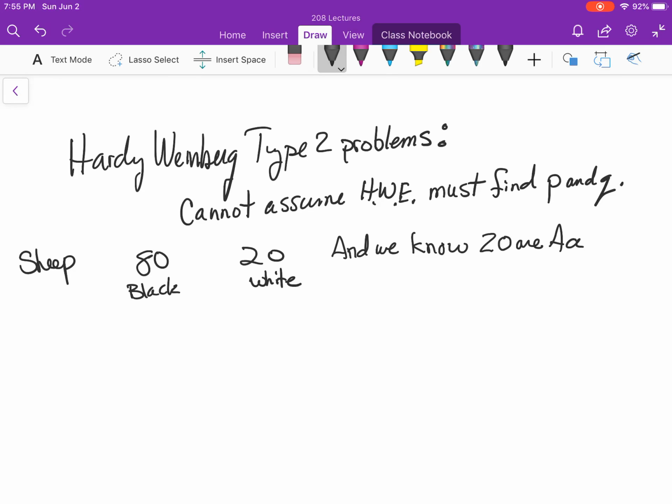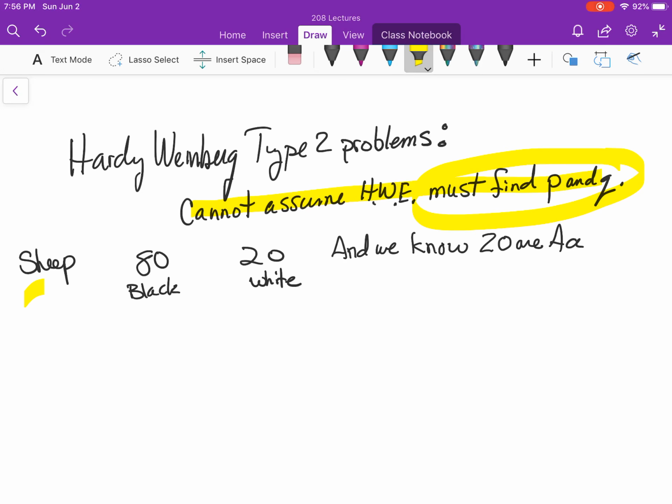All right, this lecture is about Hardy-Weinberg Type 2 problems where we cannot assume the Hardy-Weinberg equilibrium. Generally, the first step here is we've got to go find P and Q. We often have to find it directly, but you'll watch, somebody often gives us this sort of special information. Today, for example, we're at the sheep problem again.